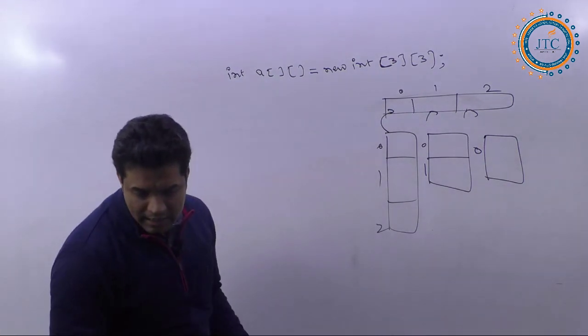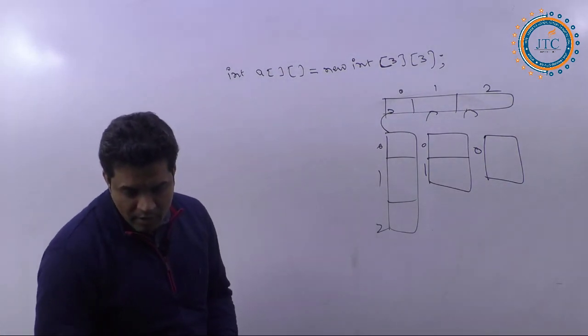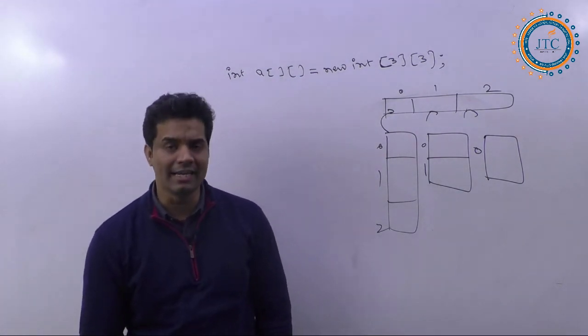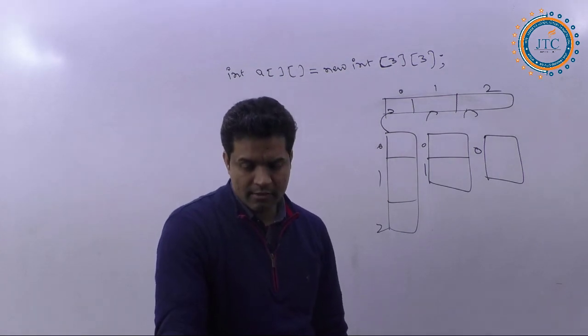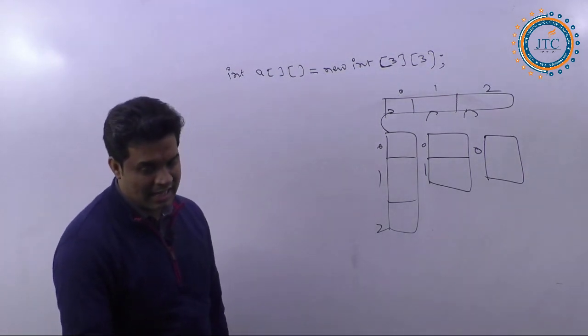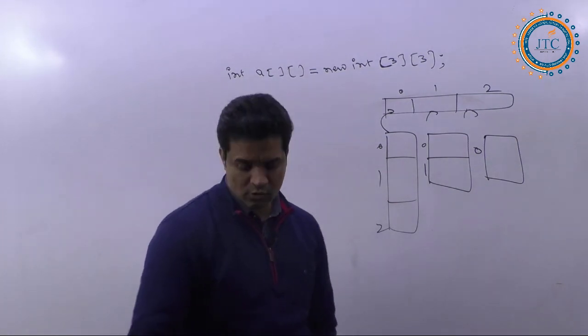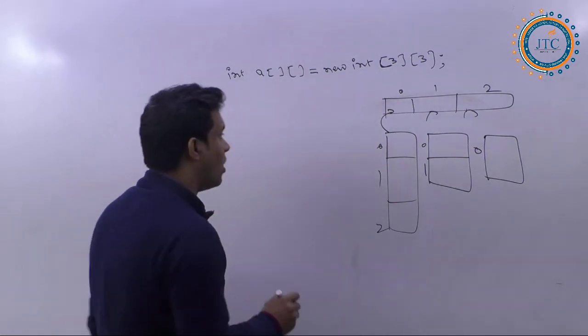How will I be creating an array like this? How will I create this array? I want to create the array like this. So this is homework for you all.